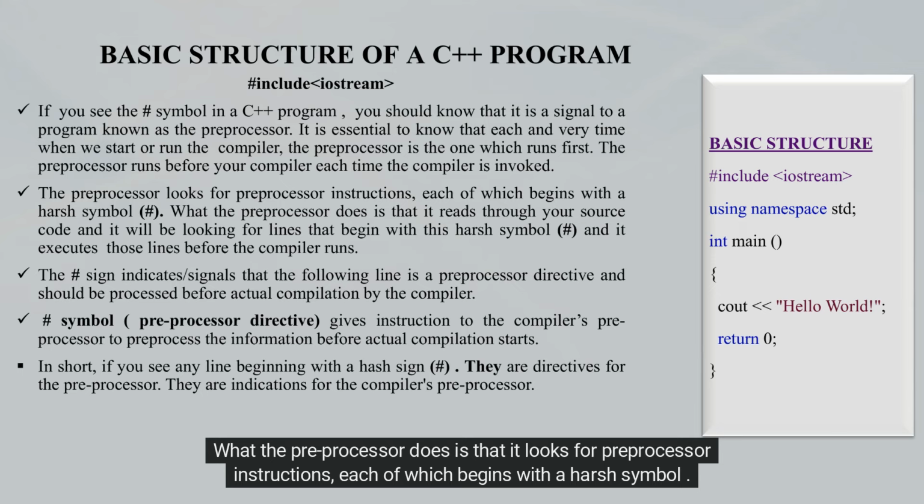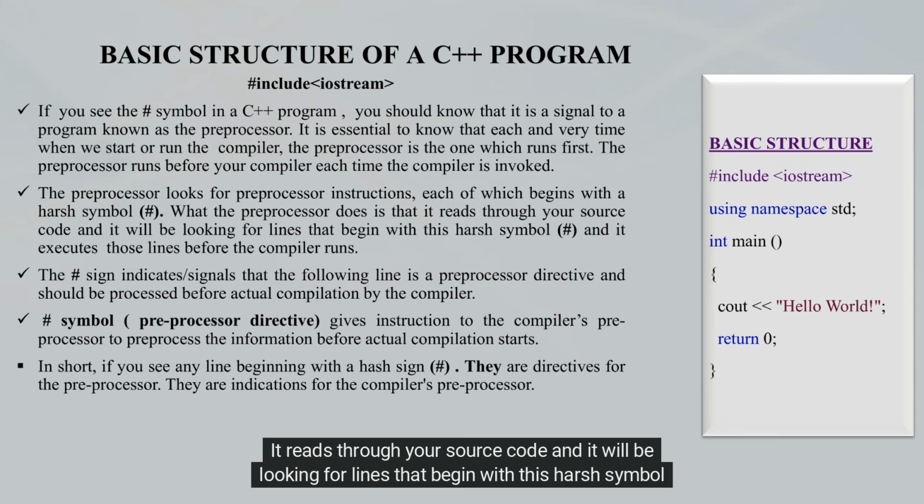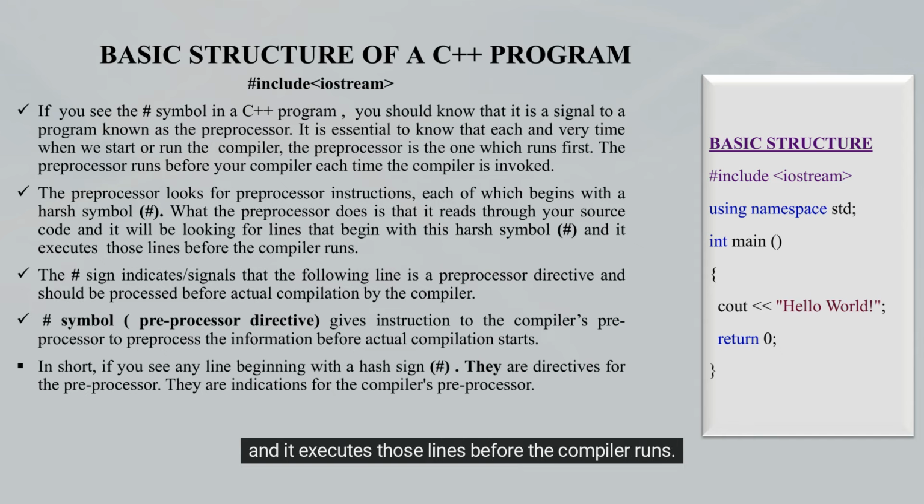What the preprocessor does is that it looks for preprocessor instructions, each of which begins with a hash symbol. It reads through your source code, looking for lines that begin with this hash symbol, and it executes those lines before the compiler runs.